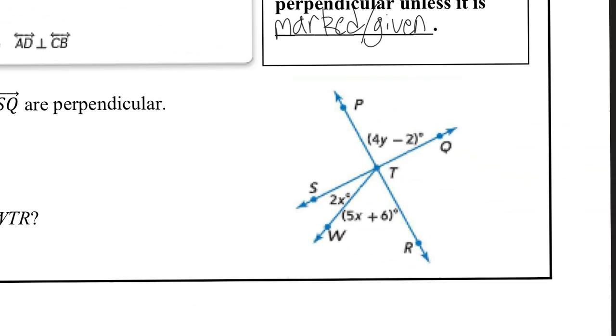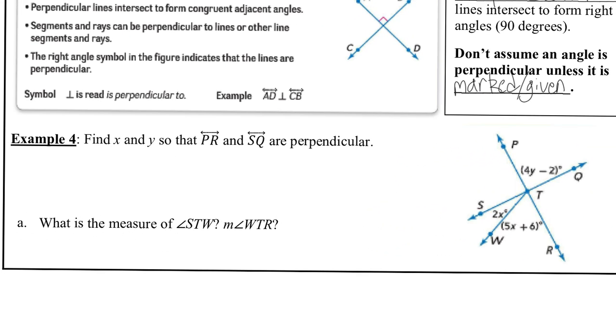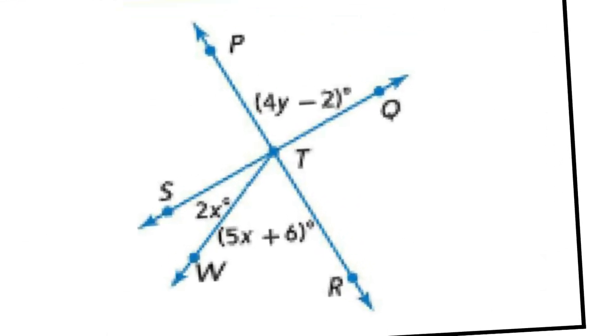Okay, so we're going to apply that knowledge to example 4. It says find x and y so that PR and SQ are perpendicular. Okay, so we want PR and SQ to be perpendicular. So PR is this line, SQ is that line. So if they're perpendicular, I'm going to have a right angle pretty much on these corners. So that means I have a right angle overlapping on this one.